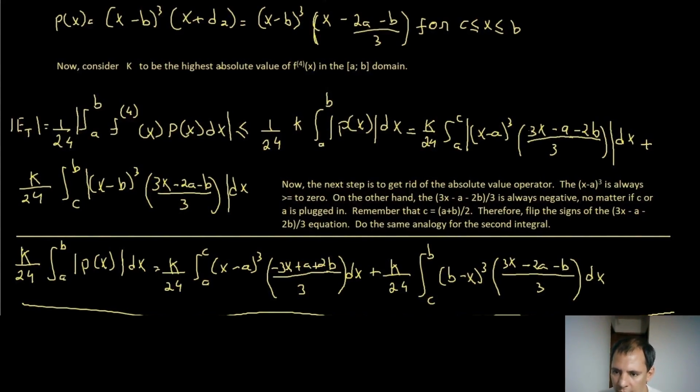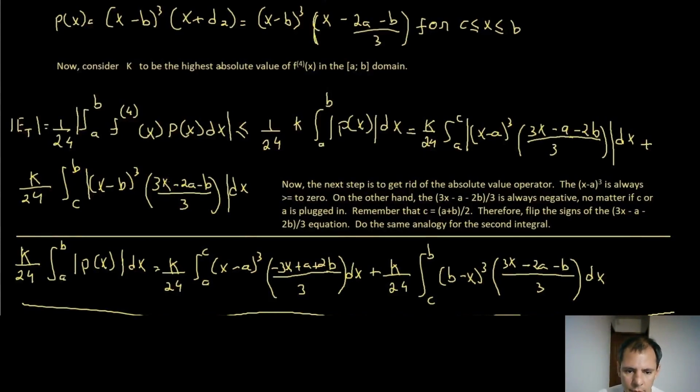So you see, you have a 3x in here, it becomes a minus 3x in here. You have a minus a, it becomes a plus a. You have a minus 2b, it becomes a plus 2b. All right? Okay, and do the same analogy for the second integral, for this integral here, okay?